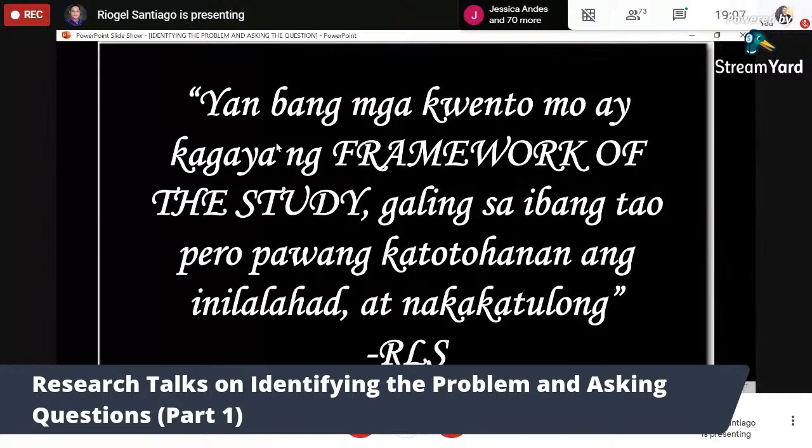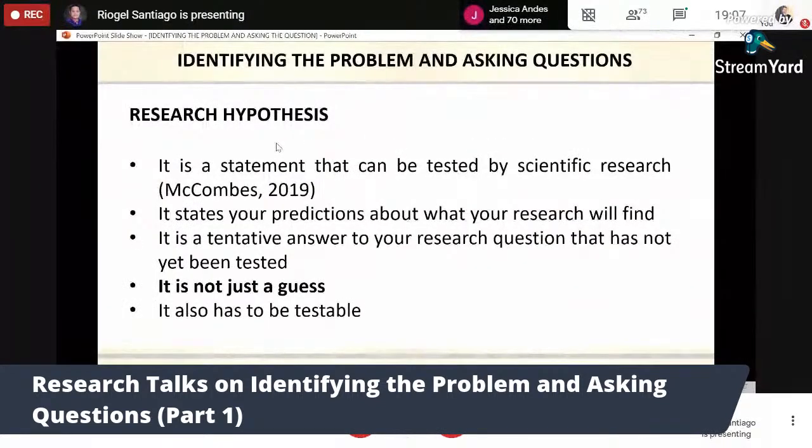And lastly, we have this research hypothesis. According to Malcolm, it is a statement that can be tested by scientific research. It states your predictions about what your research will find. Meron ka na prediction, diba? Pero again, it is not just a guess. Hindi ito hula-hula basta-basta. Hindi ito hula, no?